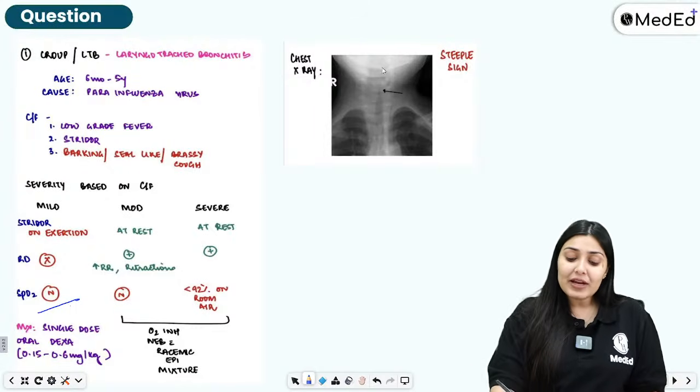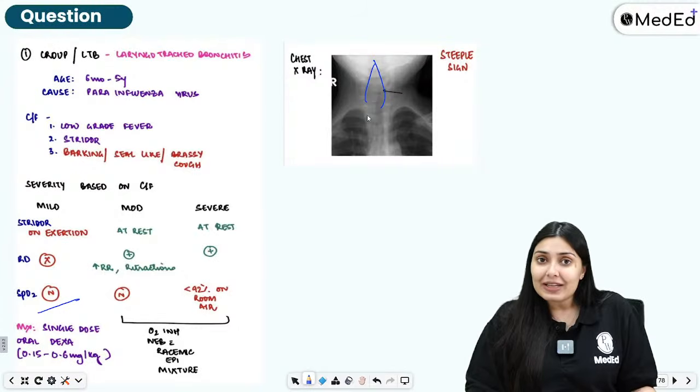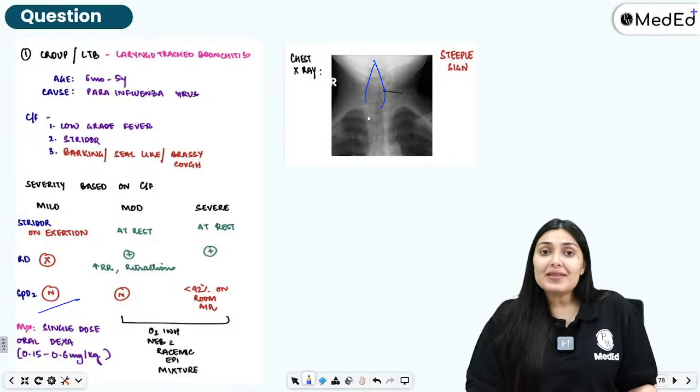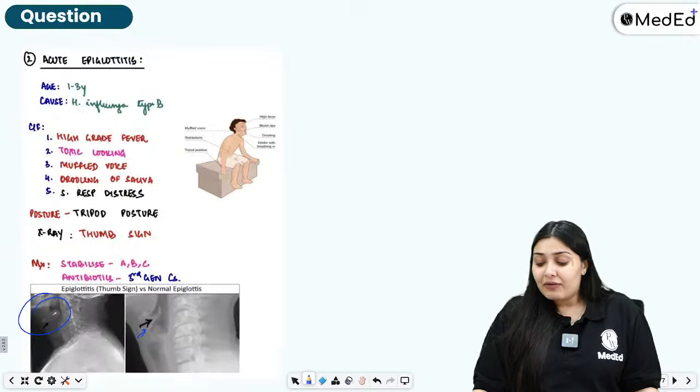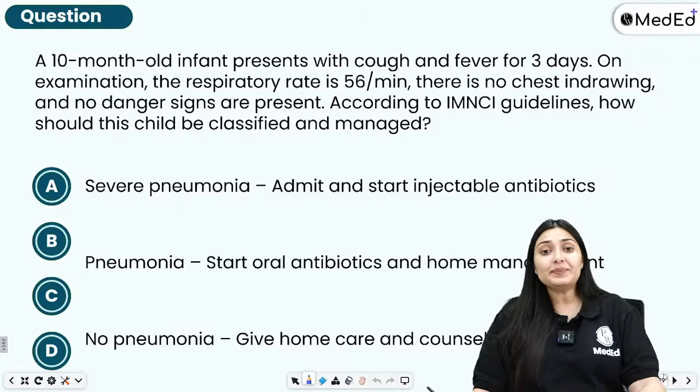Here in the X-ray sign, you will see narrowing, that is known as steeple sign or pencil tip sign or temple head sign. Different names are given. So these are the 2 conditions, 2 infections of the airway that you have to be very well versed with. So this completes our question. Let's move to the next question.